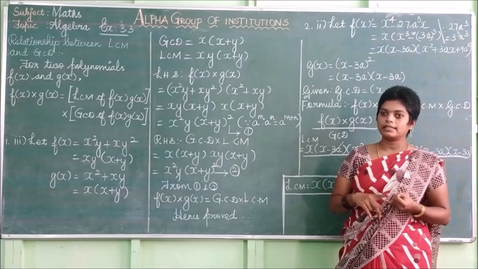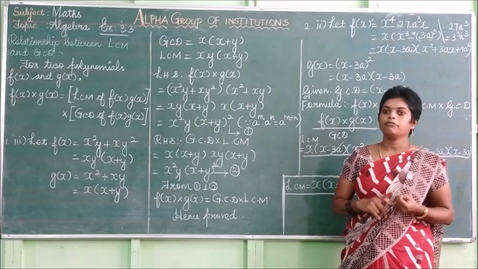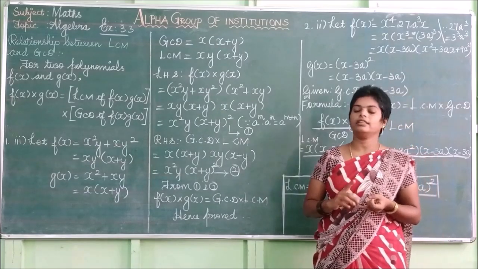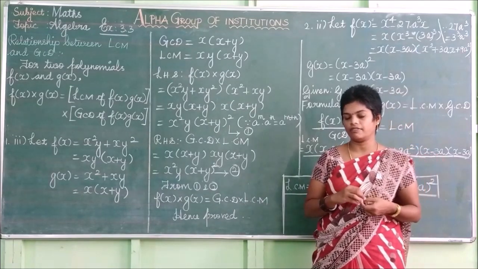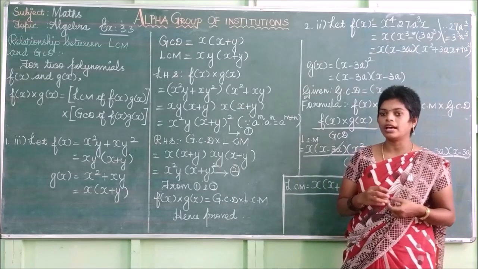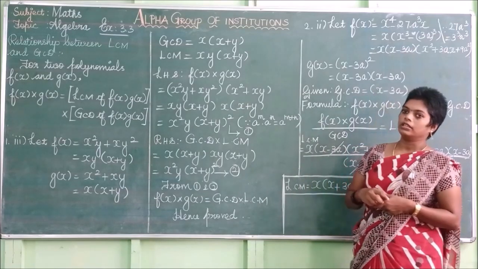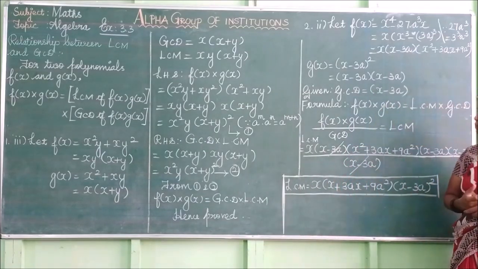So please listen and keep it in your mind. For GCD, take the common terms from both the polynomials f of x and g of x. For LCM, choose the highest power values. Next, move on to the next problem.